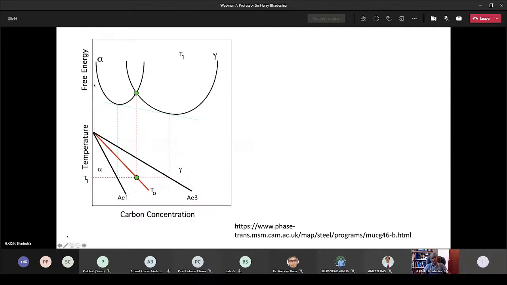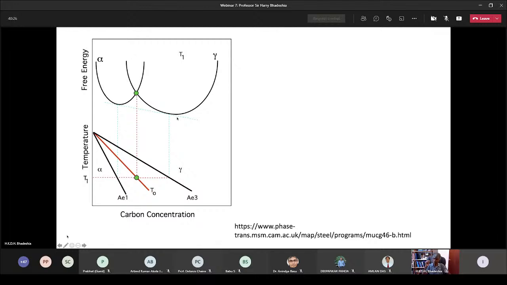So this is a diagram showing the free energy of ferrite and the free energy of austenite at a particular temperature. Okay, so this slide is really crucial. I will repeat my explanation. This is the free energy curve of ferrite and of austenite at a particular temperature. And the equilibrium composition of austenite and of ferrite is given by drawing this common tangent, which touches both of these curves. And that gives us our equilibrium phase diagram, the AE1 phase boundary and the AE3 phase boundary.